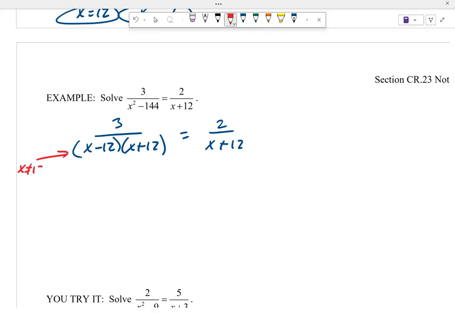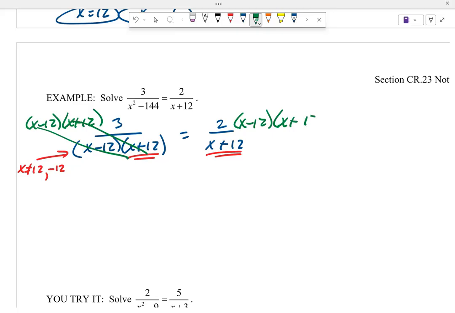X cannot be 12 from that first one, and it cannot be negative 12 from that one. And over here, cannot be negative 12. We've already listed that. So negative 12 and 12 I'm going to throw out. Those cannot be solutions. Now let's go ahead and start clearing out this x minus 12, x plus 12. I multiply both sides by x minus 12, x plus 12. And notice over here that x plus 12 is going to go ahead and cancel.